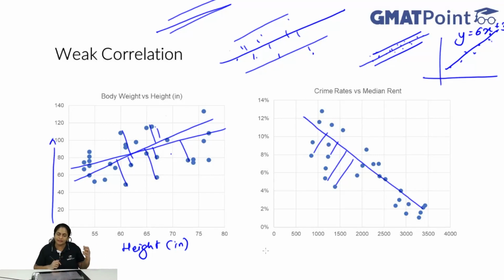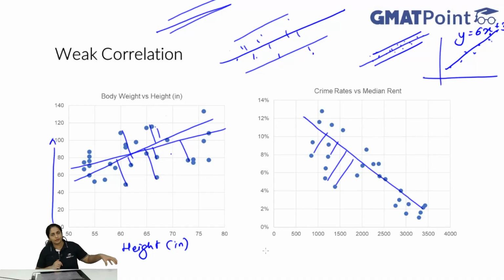So I would say that even if I draw a line like this, I cannot say with any reasonable accuracy what the relationship between the crime rates and median rents are. Though there is a negative relationship, it's a weak negative relationship, weak negative correlation, and we cannot say with any certainty what the relationship will look like, because this is a weak correlation. The points are too far away from the line. So this is the idea of what is strong correlation, what is weak correlation.